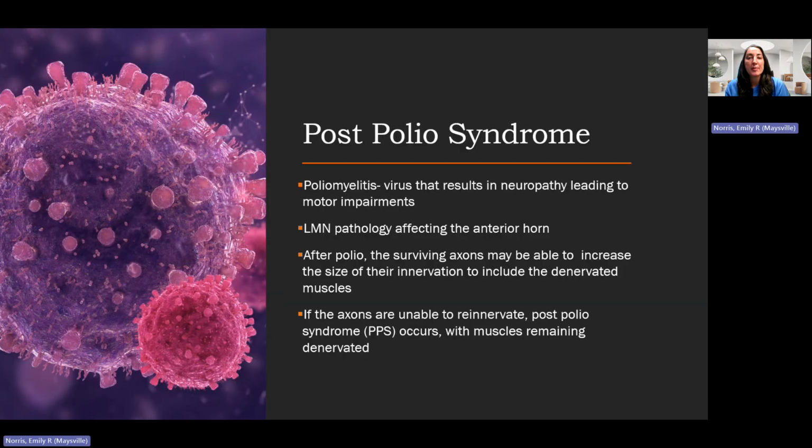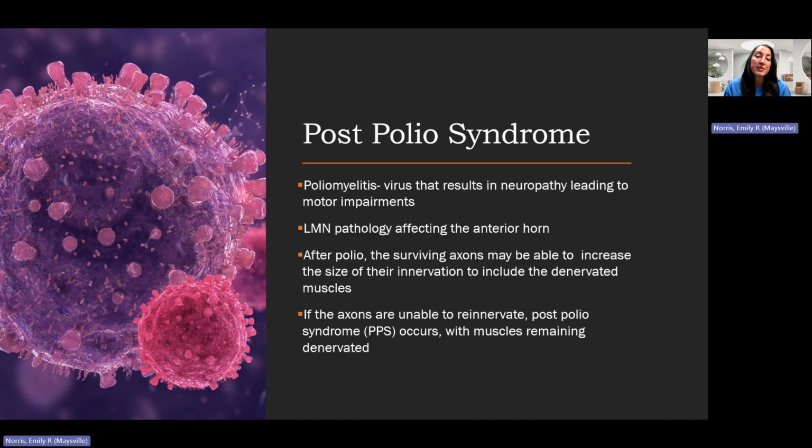Post-polio syndrome. Poliomyelitis is a virus that results in neuropathy leading to motor impairments. The virus was somewhat eradicated in the United States with the polio vaccine. However, in some parts of the world, some of the symptoms and some of the prevalence of the virus is returning, maybe because of a lack of vaccinations or maybe because of the availability. It is a lower motor neuron pathology. It affects the anterior horn.